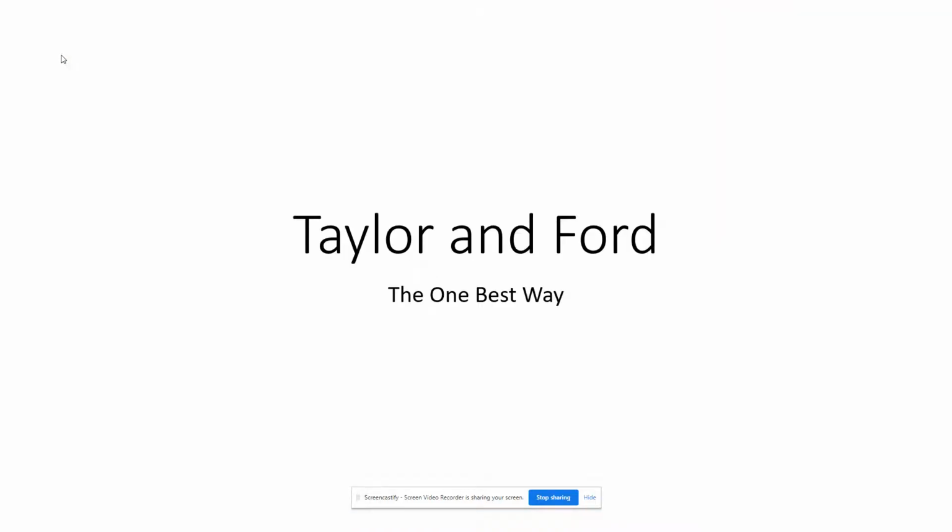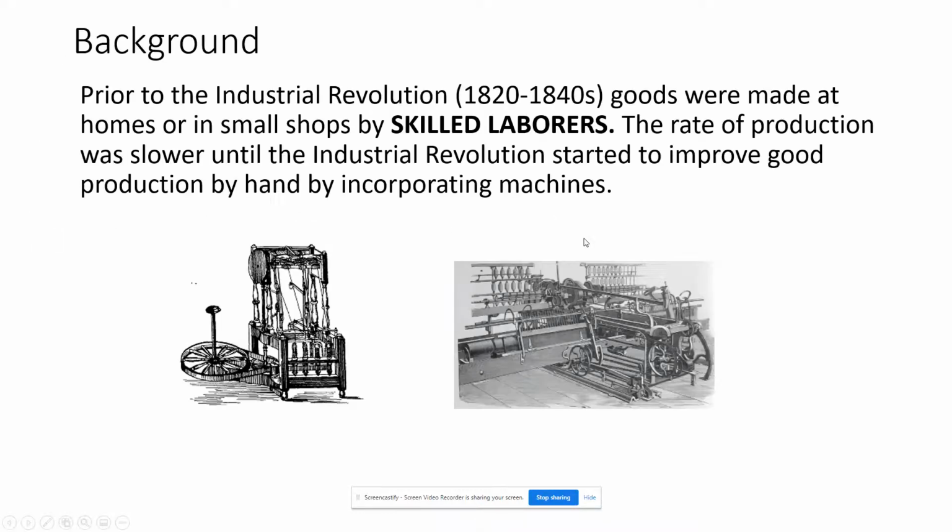Topic here is the difference between Taylor and Ford, or the one best way to get your workers to produce in the 1920s. Really, this is about a simulation. Just to give you some background information, this is a reference to the Industrial Revolution.